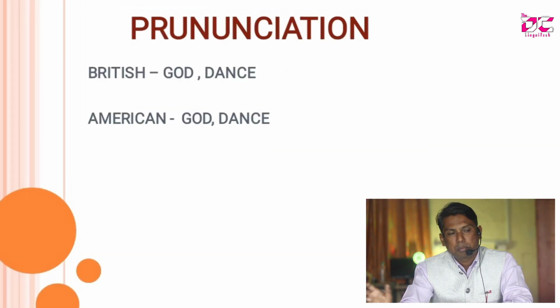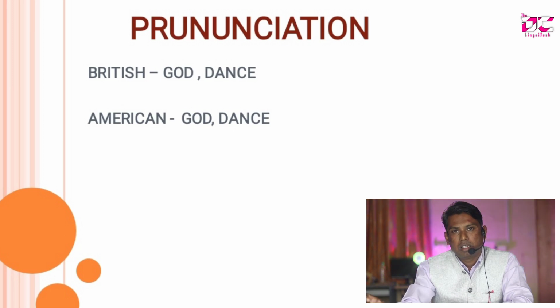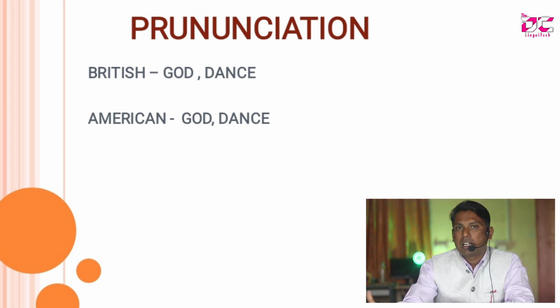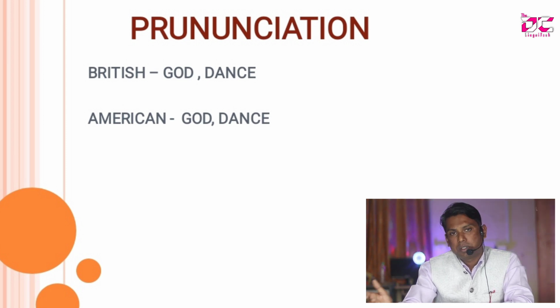Let's see the differences in pronunciations. For example, Americans use a, whereas the British use o. God in British becomes guard in American, or dance in British becomes dance in American. So there are always differences. Even Britishers won't pronounce R after O, but Americans pronounce R everywhere. Same like Indians.